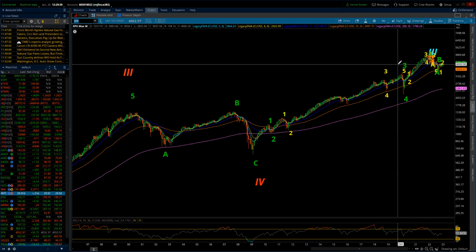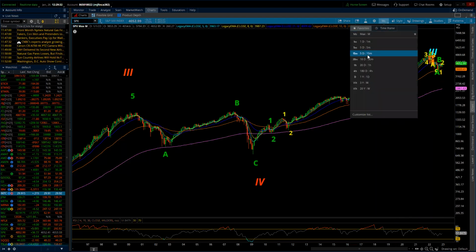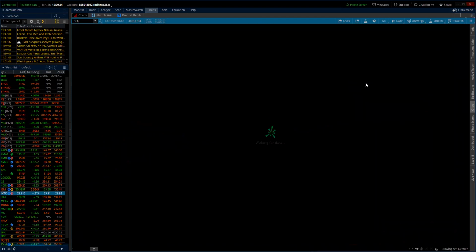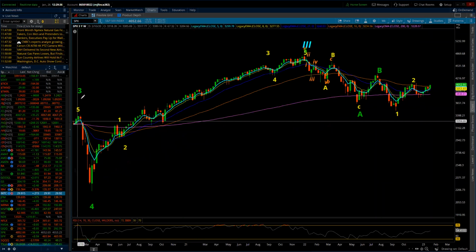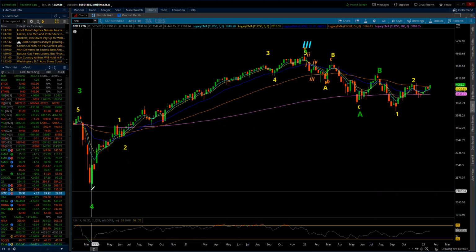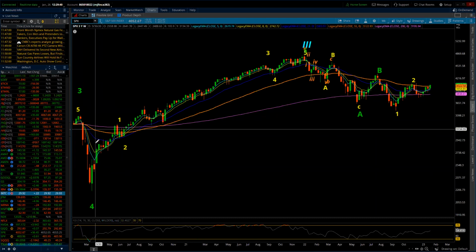So getting back in, I'm going to go back down to a weekly. Now we're down to the weekly chart. And here's that primary 3. Here's that primary 4. That was COVID.